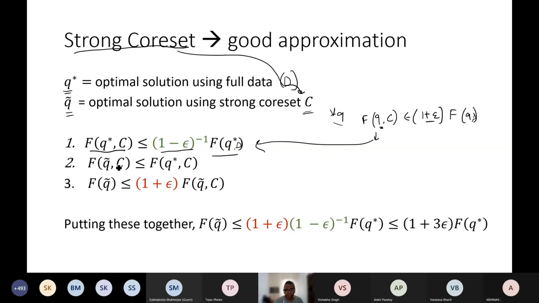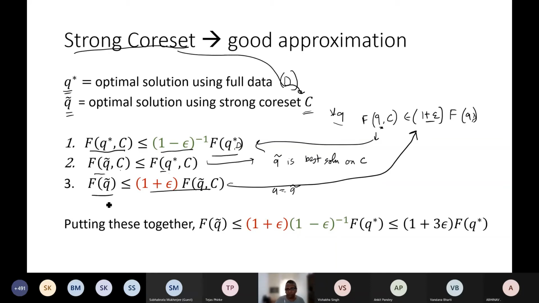Now, because Q tilde is optimal on the coreset and Q star may not be optimal on the coreset, f of Q tilde on C is less than or equal to f of Q star on C, because Q tilde is the best solution on C. Again, applying this property for Q equal to Q tilde, we get the third equation: f of Q tilde on the full data is not more than 1 plus epsilon times f of Q tilde on C. If you string these three together, a little algebra shows that f of Q tilde is within 1 plus epsilon over 1 minus epsilon of f of Q star. Plug in epsilon equal to 0.01. So f of Q tilde on the full data, and here we are calculating on the full data, is within 101 over 99 of f of Q star on the full data.